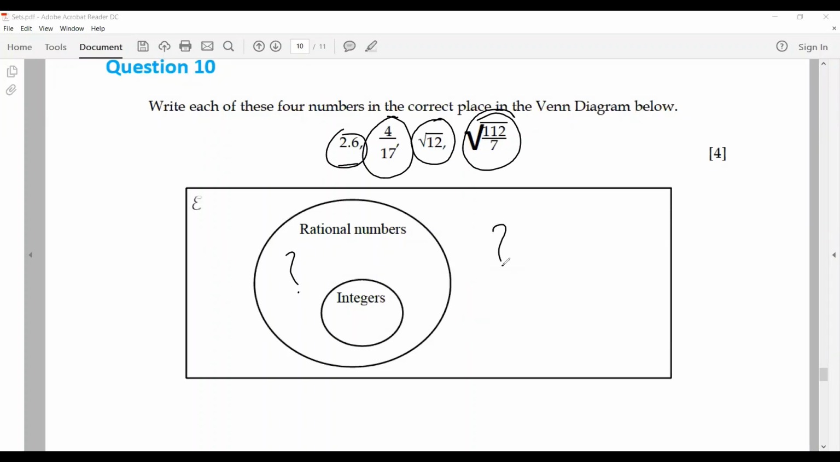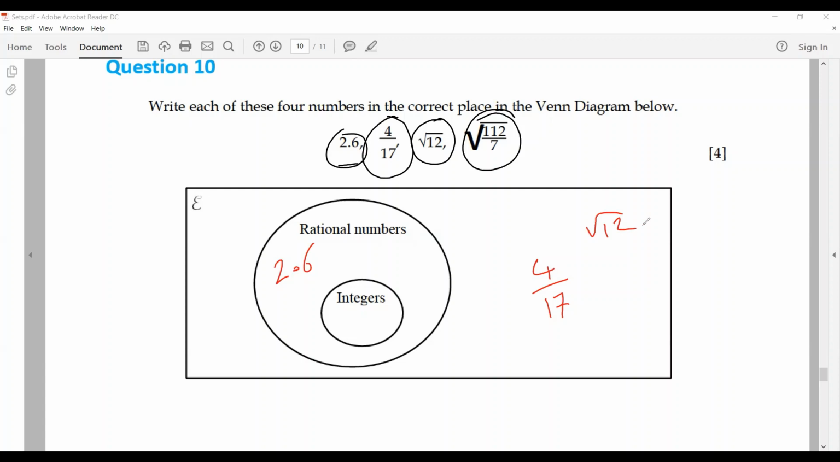2.6, it's clear it's a terminating decimal. So a terminating decimal is rational, if you remember. So 2.6. Now the recurring one can also be rewritten as a fraction. So be careful. If you divide 4 by 17, that is actually an irrational number. There is no pattern. So I'm going to write it here. And square root of 12, same thing.